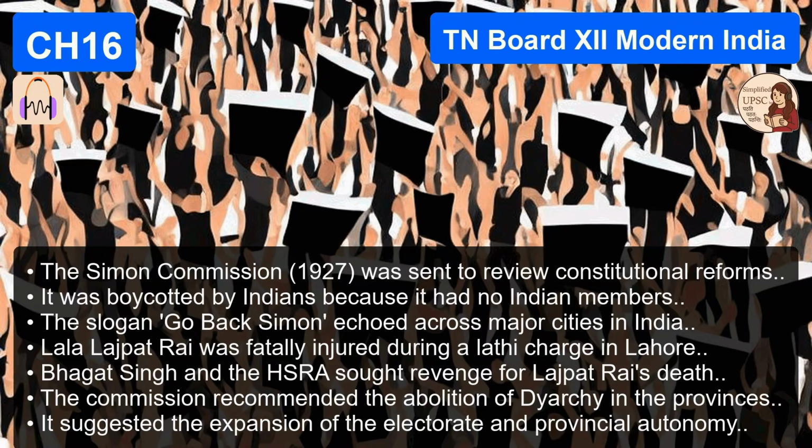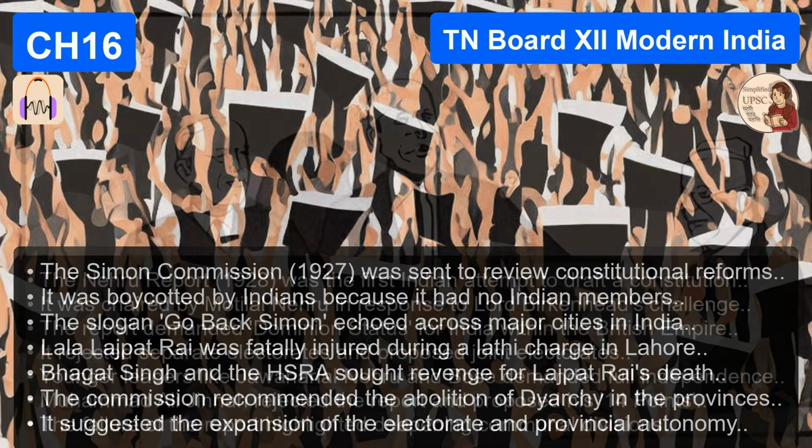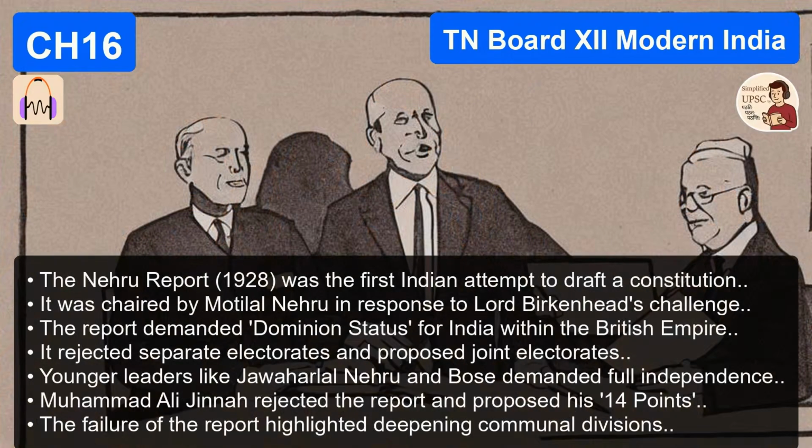This sets the stage for the Lahore session of the Congress in December 1929. This is a historic one, where the torch really passes to the new generation. This is where the goalposts move, permanently. Jawaharlal Nehru, representing the younger, more radical faction, is the president of the session.